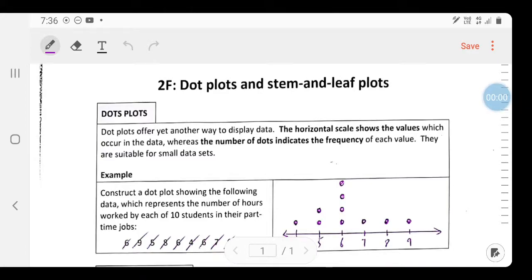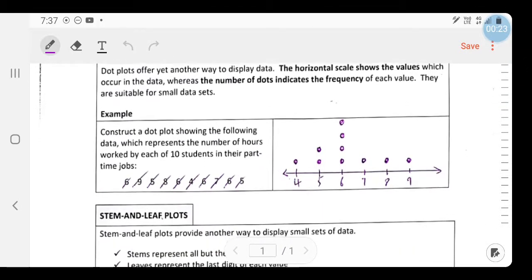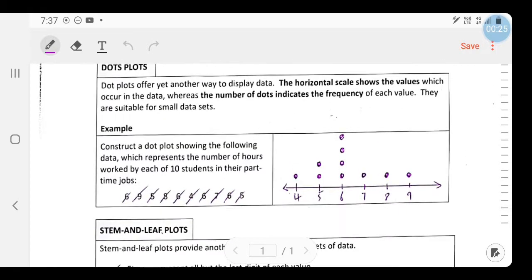G'day guys. So I think last lesson we were looking at ways of representing numerical data, specifically frequency tables, percentage frequency tables, and histograms. Today we're looking at two other methods of representing numerical data. We're looking at dot plots and stem and leaf plots. Now, stem and leaf plots you've done every single year for the last 20 years or something, but still students struggle with them, so it's important that we go over it.